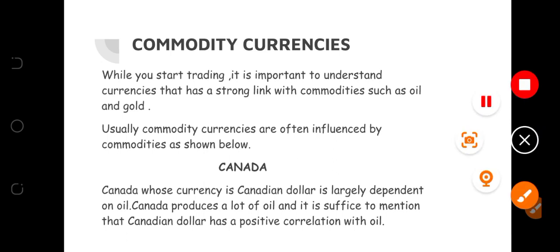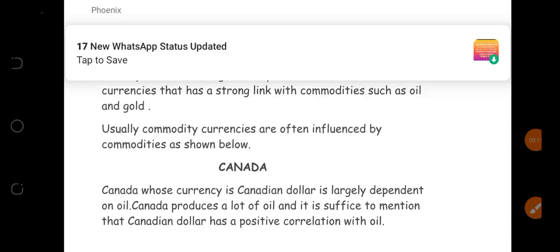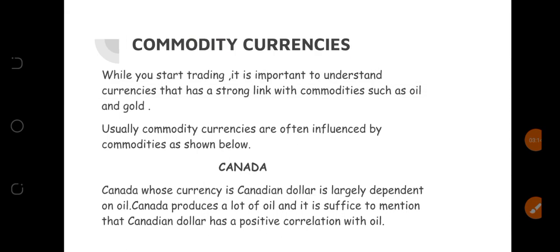Let me just do this. Yeah. So when oil prices increase, it has a positive impact on the Canadian dollar. The same thing may happen when oil prices reduce or fall. It will also have a negative impact on the Canadian dollar. So there is a positive correlation between the Canadian dollar and the oil prices. We should be able to illustrate this on the charts in the next video.